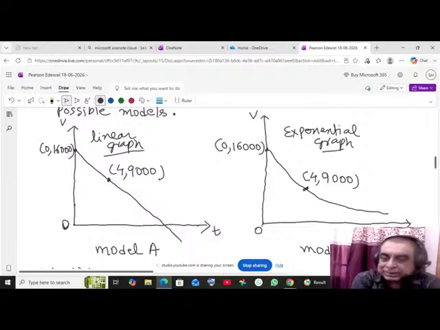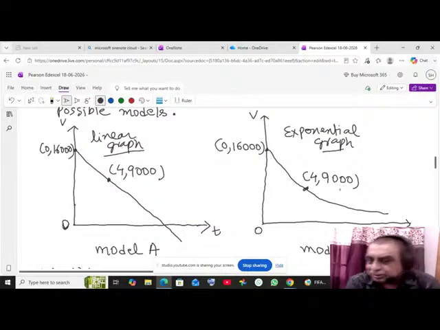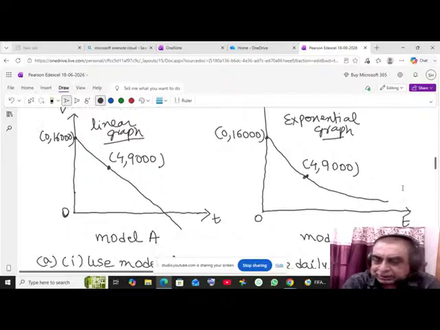So starting time is 0, and the amount of oil drilled per day is 16,000. So this is one coordinate of the graph: 0, 16,000. The x coordinate is 0 and the y coordinate is 16,000. The next coordinate on this graph is 4, 9,000. That is, the x coordinate is 4 years, and 9,000 is the amount of oil taken out per day, the y coordinate.